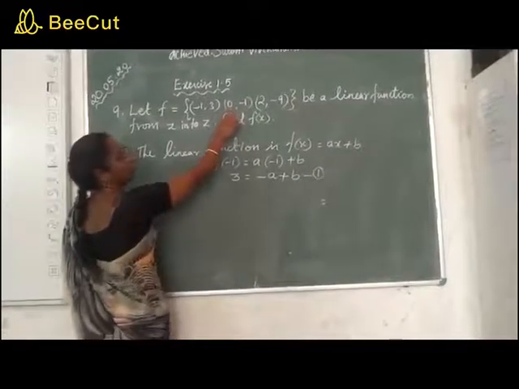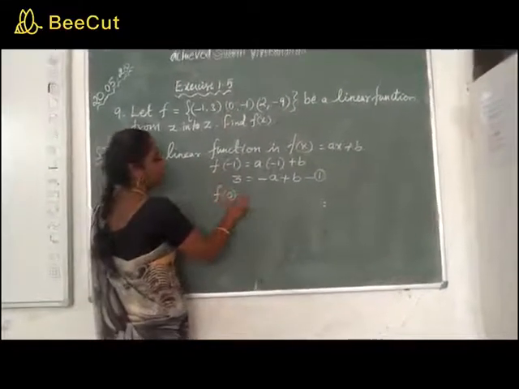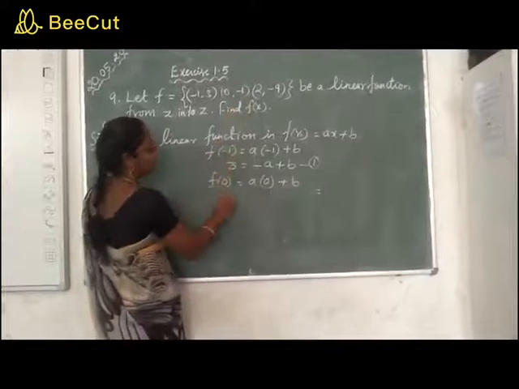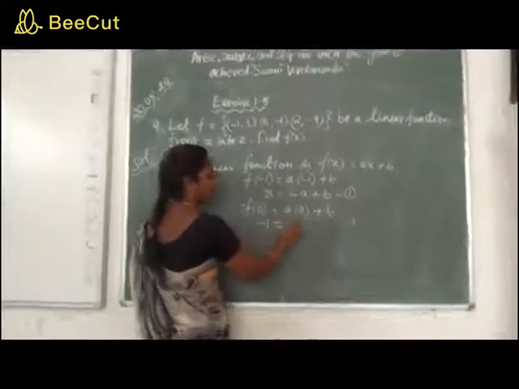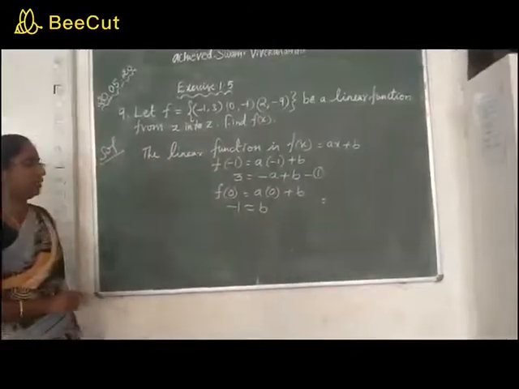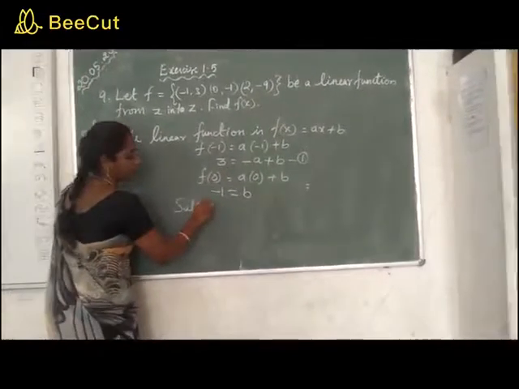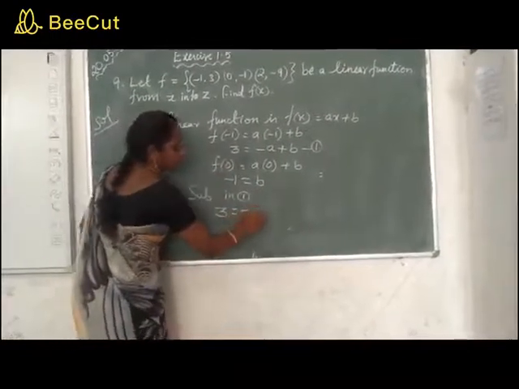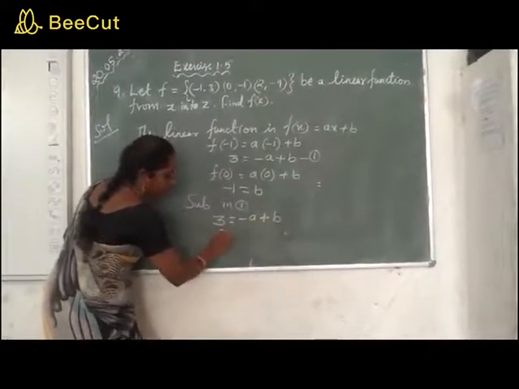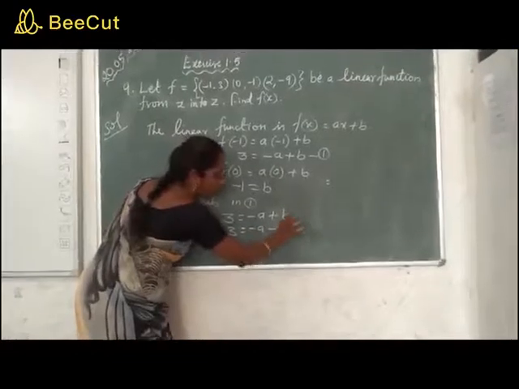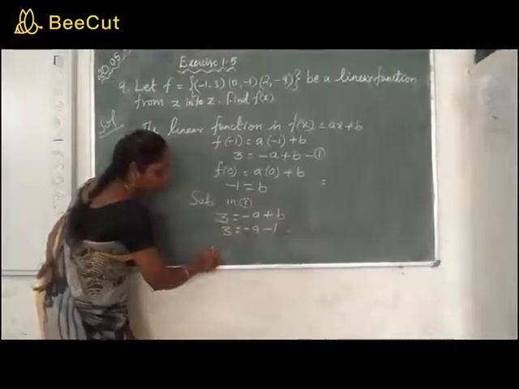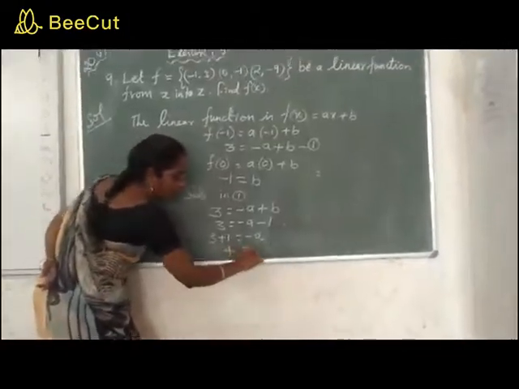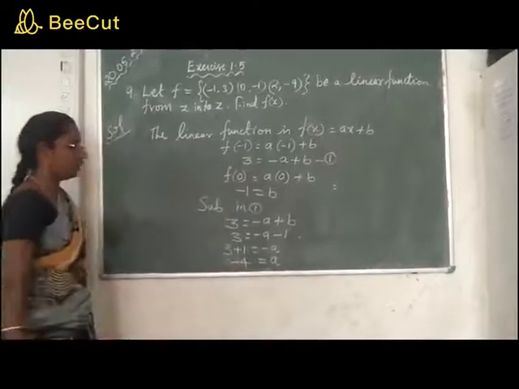Let us take the second point. With 0 as the x value, f of 0 is equal to a into 0 plus b. f of 0 means the range is minus 1. A into 0 is 0, so we take the b value as minus 1. Substitute in 1: 3 equals minus a plus b, where b is minus 1. So minus 1 goes to the LHS: 3 plus 1 is equal to minus a. We have 4 equal to minus a, so the a value is minus 4.